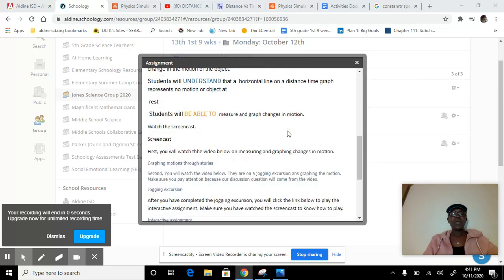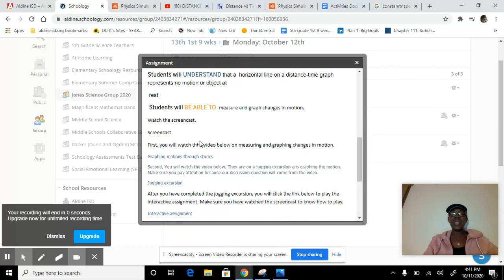The first thing you're going to do is click the screencast, and you'll be watching this, which is me, and I'll go through the lessons with you. You're first going to watch the first video called Graphing Motions Through Stories. You're going to hear how we graph and listen to the story to make sure that our graph matches the story. So as we are going through measuring and graphing for motion, we need to hear how people perform motions so that we can get those visuals in our head and then we can create a graph.